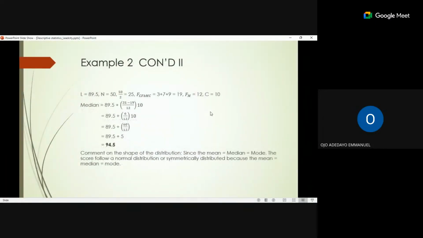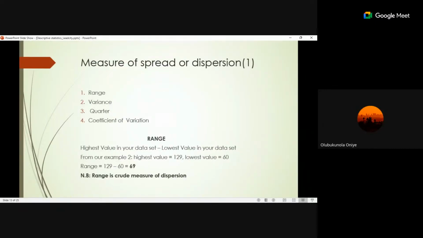Okay, so that is the end for measure of what? Of location. The measure of location for both group and ungrouped data set. So now we move down to the measure of dispersion. Under the measure of dispersion, we have the range, we have the variance, we have quartile, then we have the coefficient of variation.